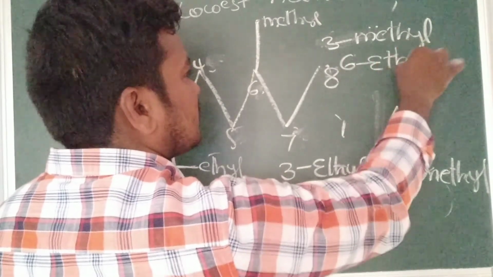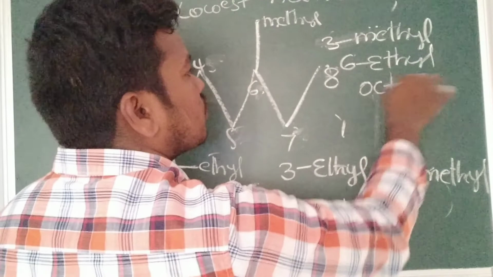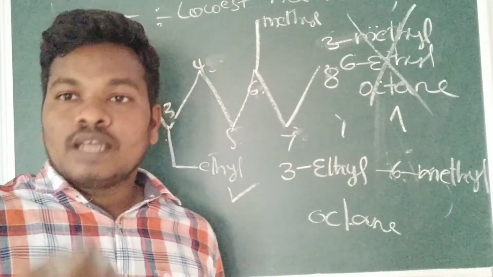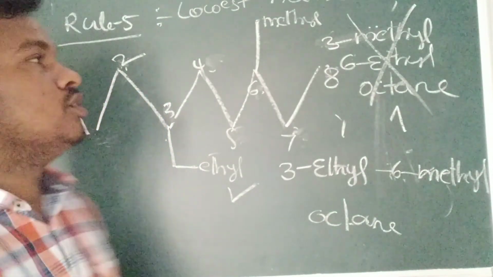If you write 3 methyl, 6 ethyl octane, that is a wrong one. Why? Because in alphabetical order E comes first. That's why ethyl should get the lowest number.